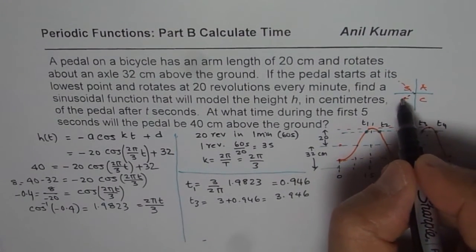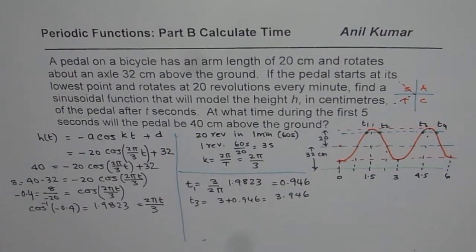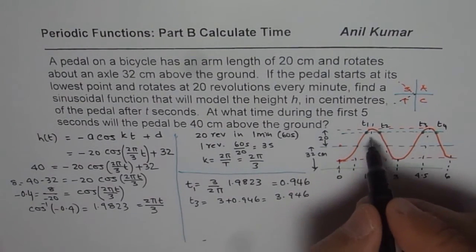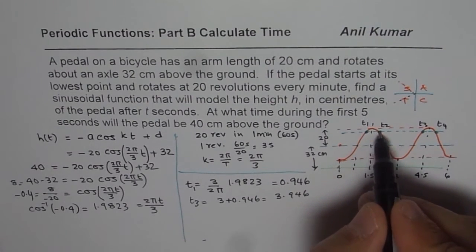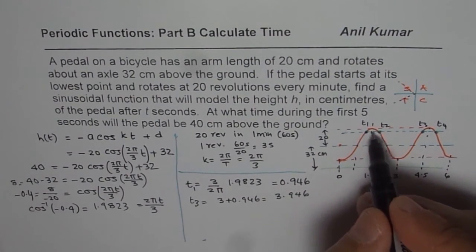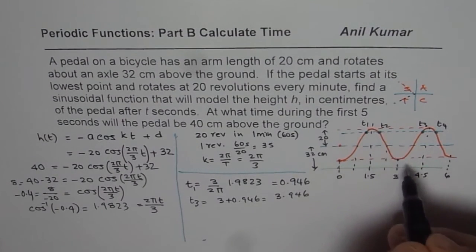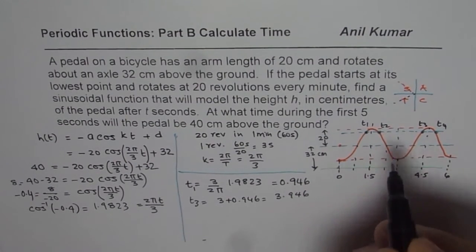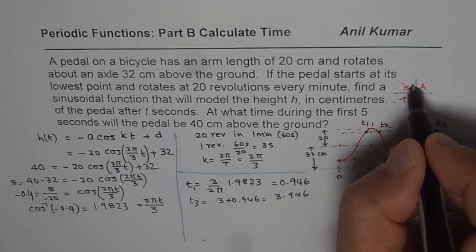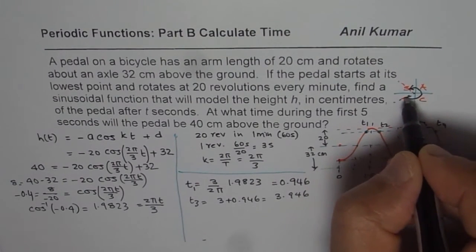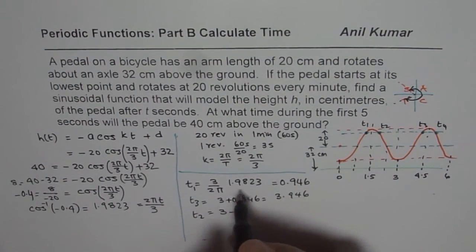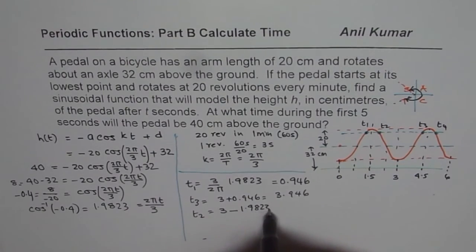But now we have to find the second time when it reaches. That means it is in quadrant 3. You get the point, right? Here also it will reach 40. So that point, how do we find this point? Now as you can see from the symmetry, this point should be same distance away from 3 as it is. This point is symmetrical, right? So I got this point. The other point is here, which is same distance away from 3, right? So if I do t2 the second time, I could do 3 minus 1.9823 to get the answer, correct?